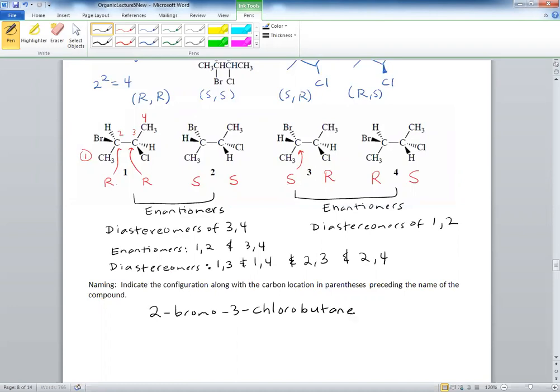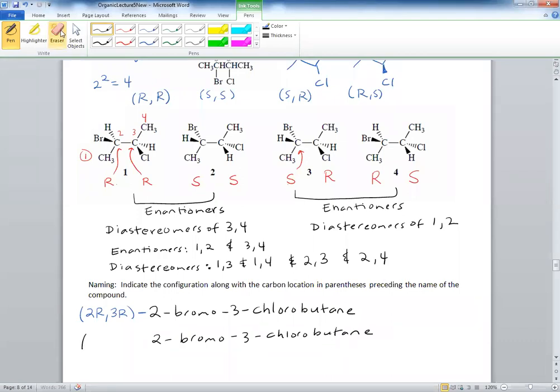Very well. The question is, how do we show, I'm going to use blue. If it's RR, you have to indicate that it was 2R for the bromo and 3R for the chloro right here. This indicates what the configuration of the carbon with the bromo is and the one with the chloro is. You can have another one. Let's say, we want to do this one right here, 3. So again, you would say 2-bromo, 3-chloro, butane.